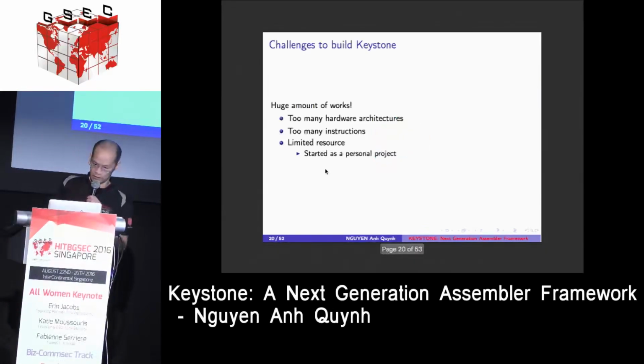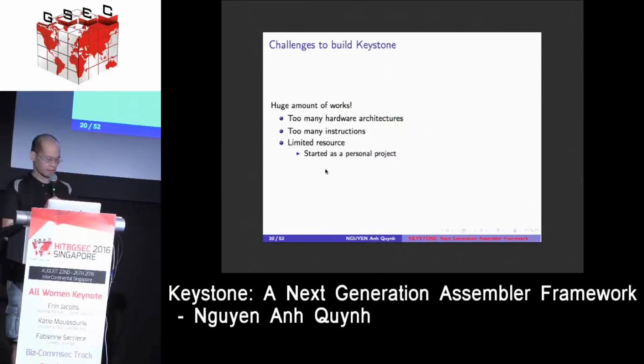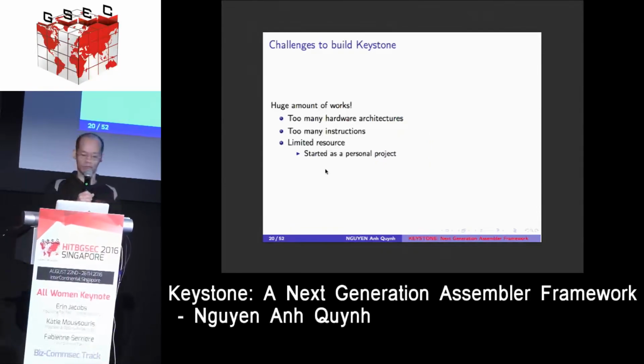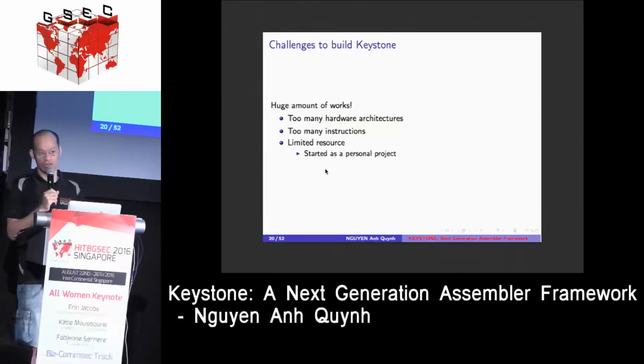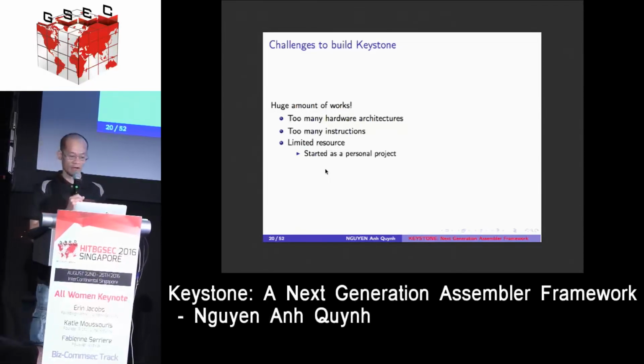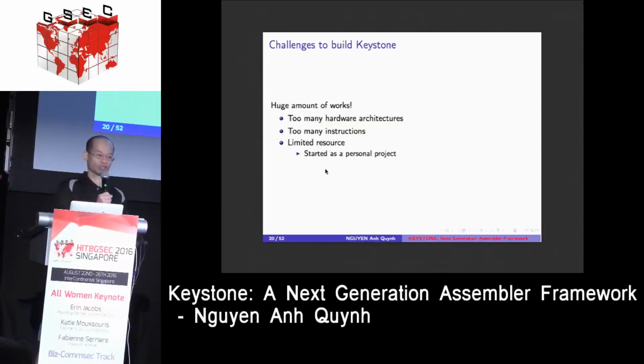Okay, so the thing is that I want to build Keystone, but you can see that there is a huge amount of work. There are too many architectures I want to support. For each architecture, there are too many instructions. And finally, limited resources, because this project started as my personal project, with only me working on it. So you can see that I want a lot of things, but it is a lot of work.